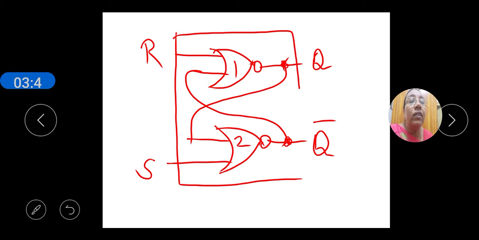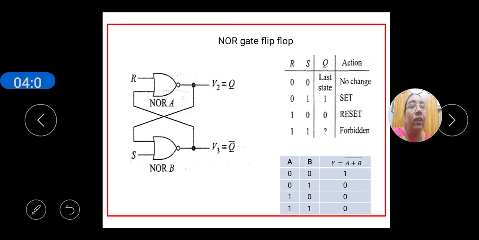This is the block diagram of the RS flip-flop. It has two inputs, R and S, and it has two outputs, Q and Q bar. You have to remember that in the NOR gate flip-flop, one output is the complement of the other output. So this is the circuit diagram for the NOR gate RS flip-flop. In this slide, I have shown you the circuit diagram, the truth table for the NOR gate flip-flop, as well as the truth table for the NOR gate.